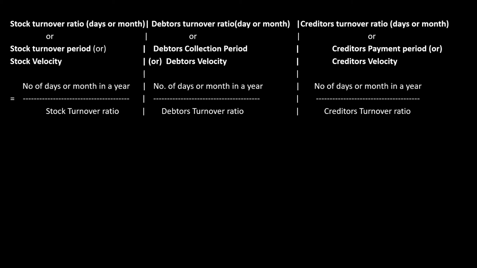First one, you use days. How many days are there in a year? 365. So 365 divided by stock turnover ratio will give one answer, and the answer will be called in days. Then, how many months are there in a year? 12. 12 divided by stock turnover ratio will give you the answer, which is called months.